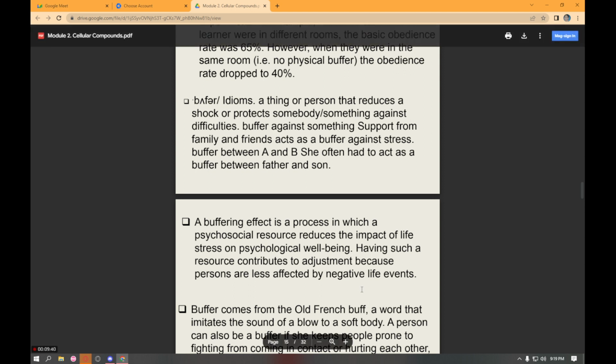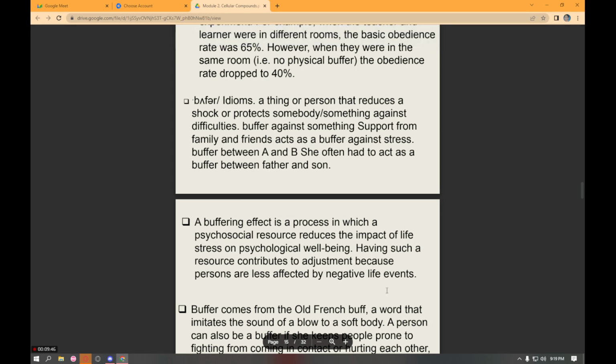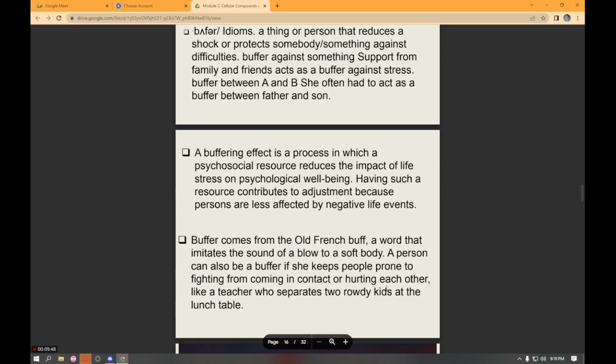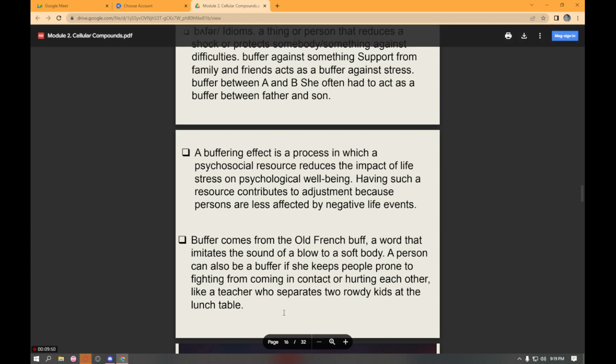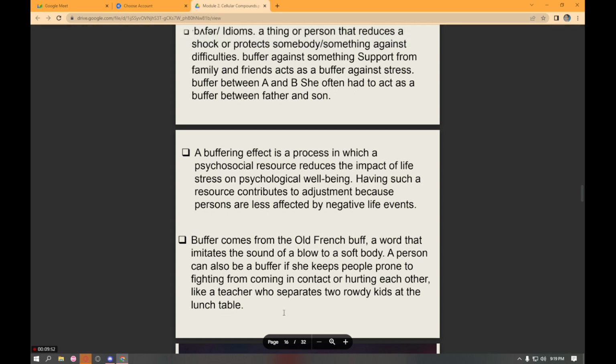Excuse me, class. Having such a resource contributes to adjustment. So the negative effects are lessened because of that buffer. For example, if a person undergoes depression, what would you do?